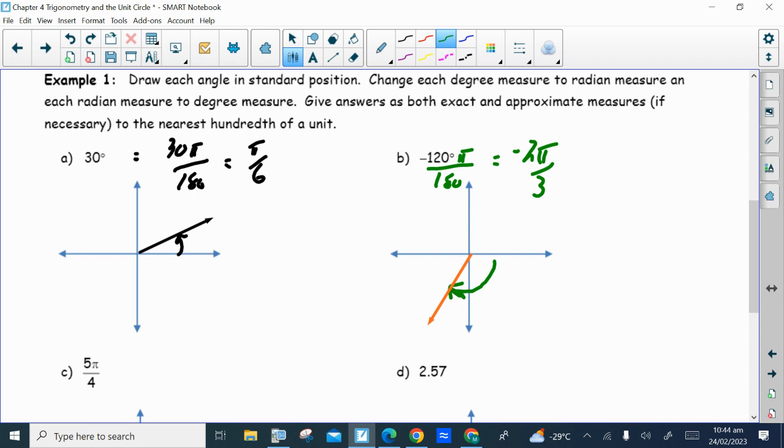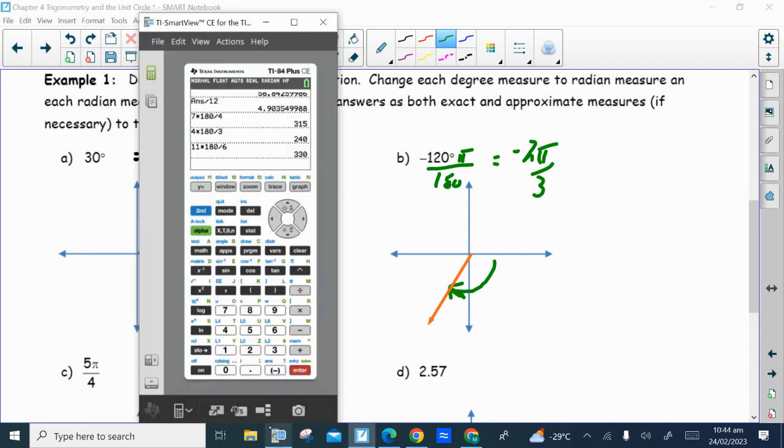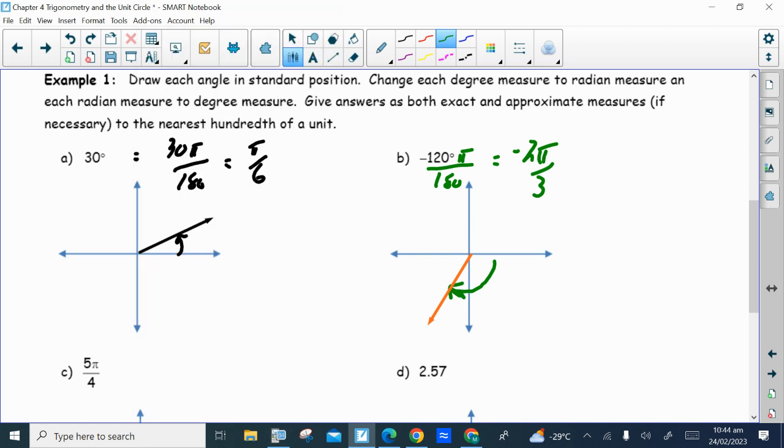Negative 120 degrees is the same as negative 2 pi on 3. And once again, if you wanted to check that, remember, let pi equal 180. Negative 2 times 180 divided by 3 is negative 120 degrees. So again, there's always a question on the diploma exam where you have to convert either from degrees to radians or radians to degrees. Usually it's a multiple choice or a numerical response, but you should be prepared for that.